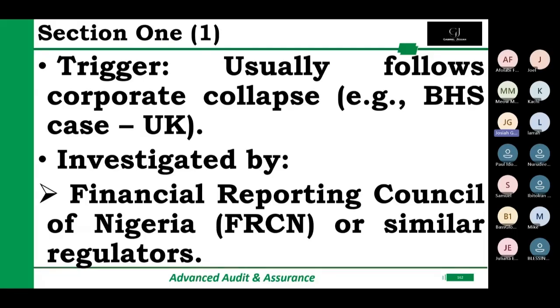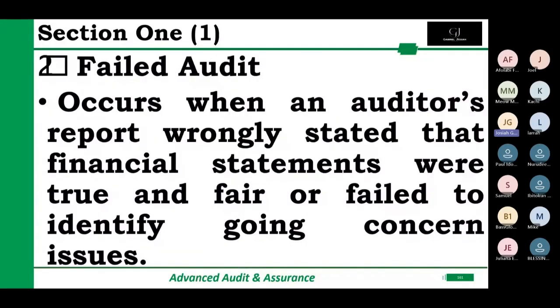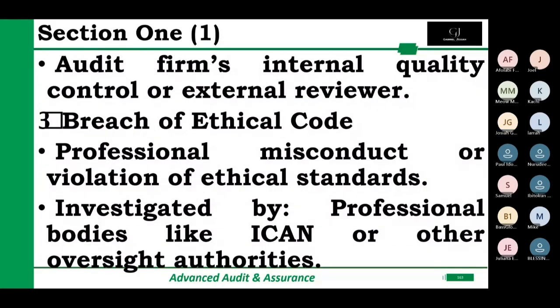Some of these investigations are carried out by the FRC of UK, or the FRCN that we have in Nigeria, or similar regulators that come to check issues around failed audits. The audit firm's internal quality control and external reviewer could also help mitigate some of these issues.